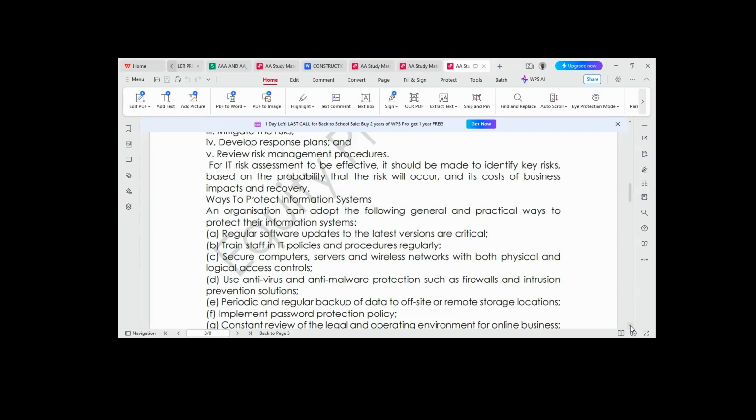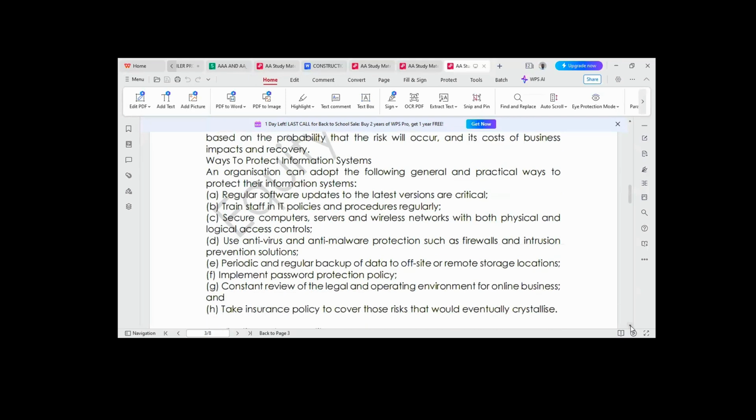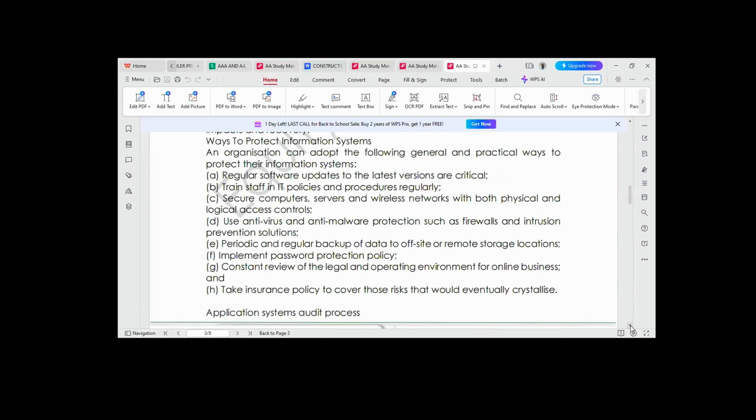Okay? Then constant review of the legal and operating environment for online business. And also take cyber insurance. I think it's called a cyber insurance policy. Okay? You take insurance to cover for those risks. It's called cyber insurance. Okay? So that's all for this.